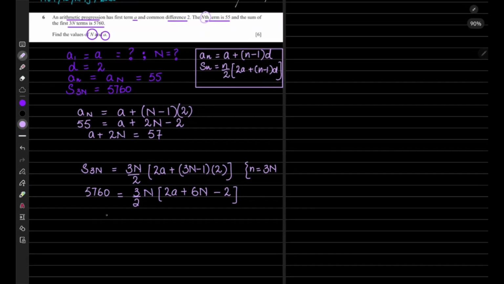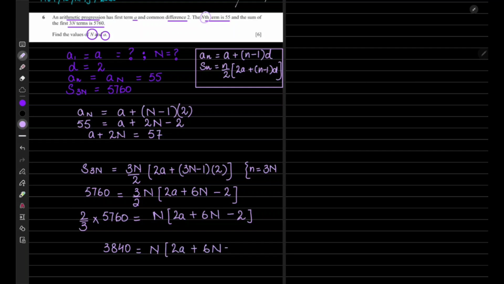Now further simplifying this, 3 by 2 is multiplied on the right hand side. On the other side, it will be multiplied as 2 over 3. So I'm taking it on the other side. 2 over 3 times 5760 will give you n. I'm not further simplifying this right hand side because there is nothing further that can be simplified. So this becomes 3840 equals n times 2a plus 6n minus 2.